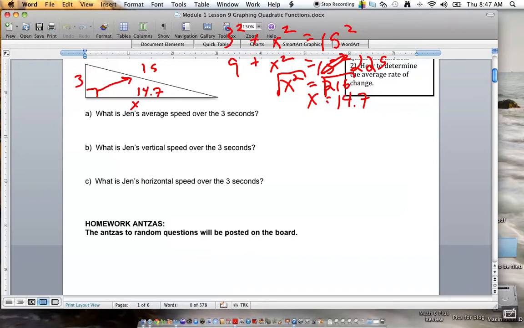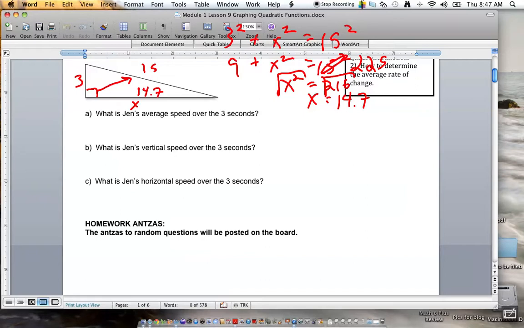Now, this is getting somewhat advanced. God bless. And we're actually beginning to border on the realm of physics. All right? What we're going to ask is this. What is Jen's average speed over the 3 seconds? Now, this is a very, very simple question.